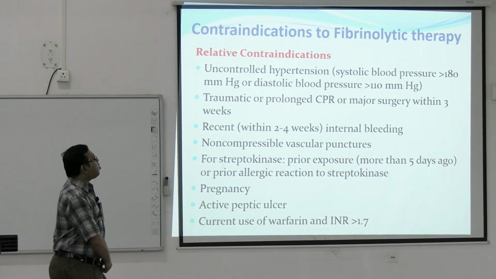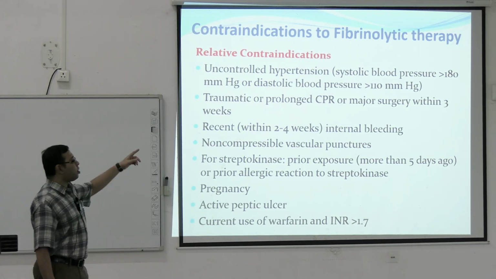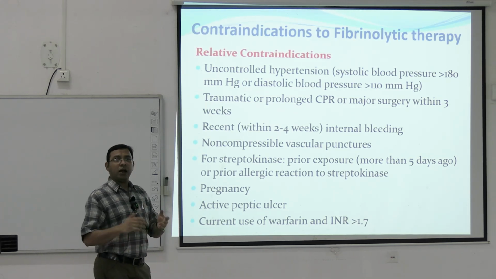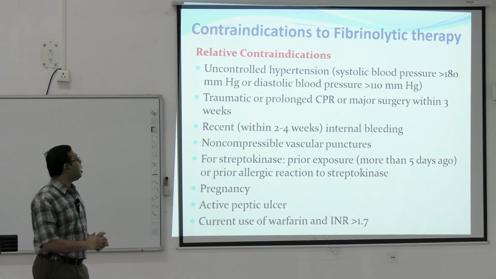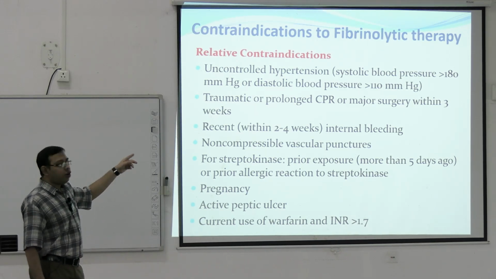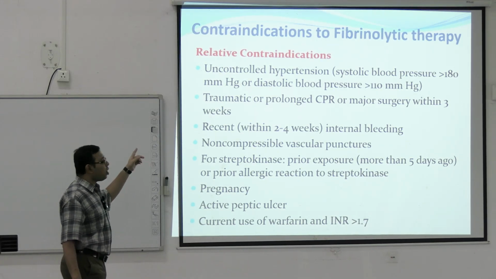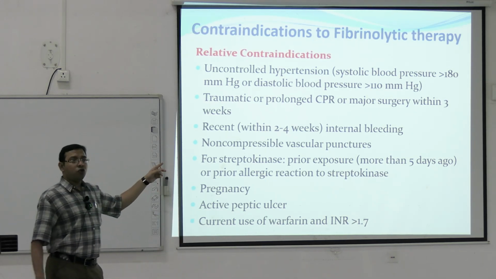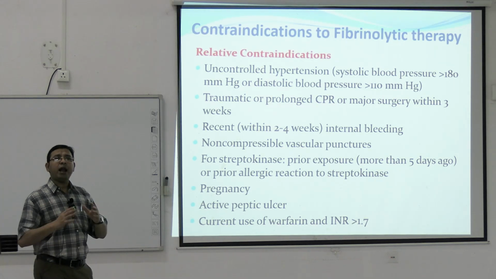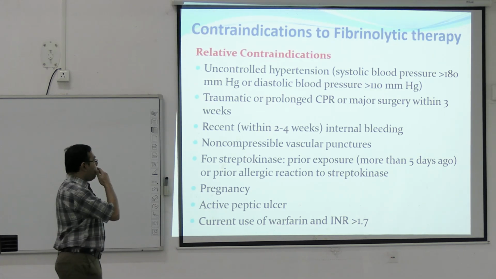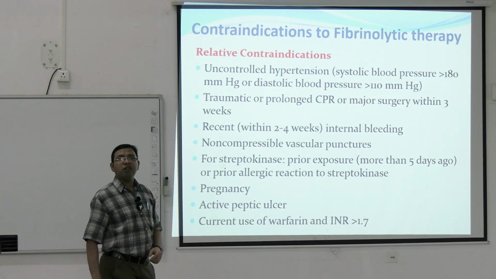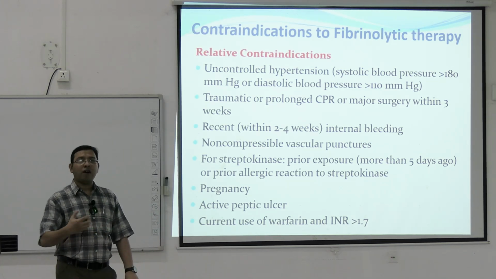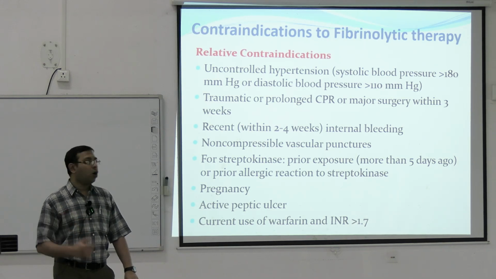For example, uncontrolled hypertension where the systolic blood pressure is greater than 180 and diastolic blood pressure is greater than 110. Again there are more chances of stroke and bleeding. Traumatic or prolonged CPR, cardiopulmonary resuscitation, or major surgery within 3 weeks. Again more chances of bleeding. Recent internal bleeding, within 2 to 4 weeks, any type of internal bleeding. Non-compressible vascular punctures, where even after compression the bleeding is going on.